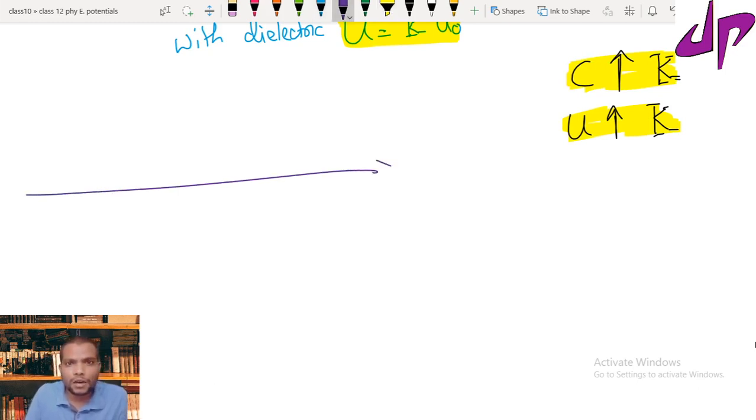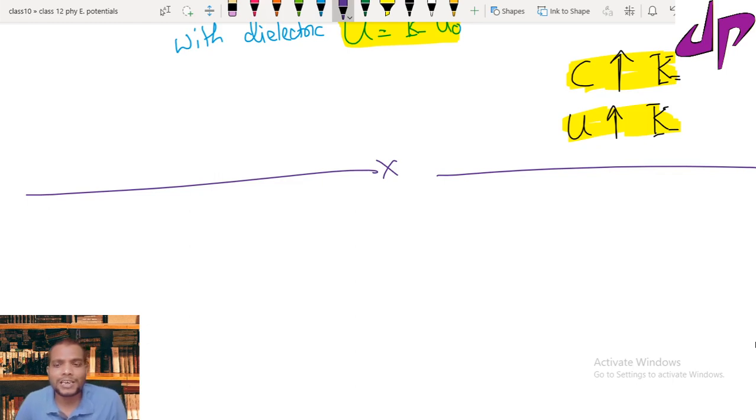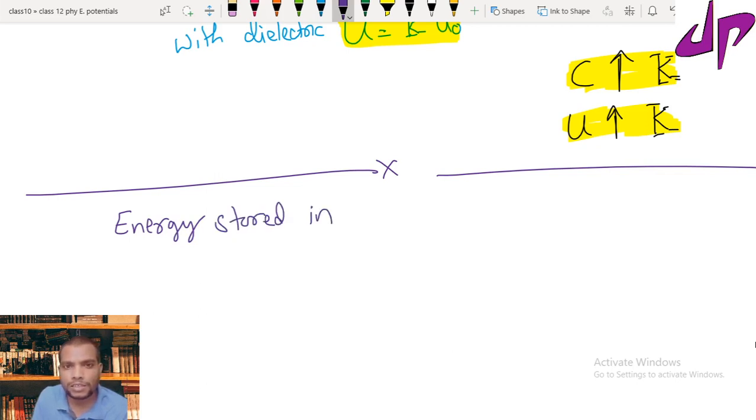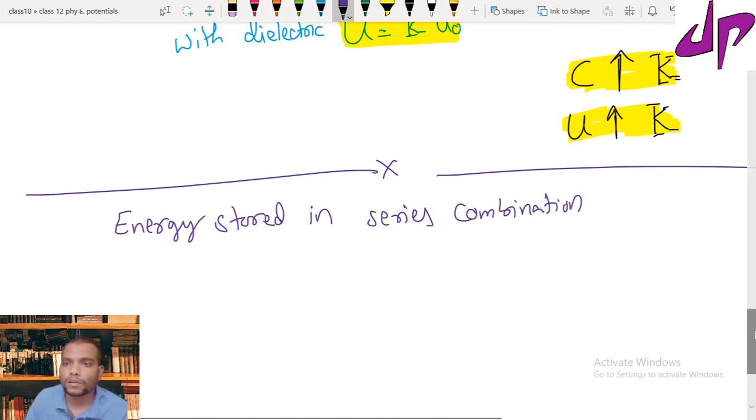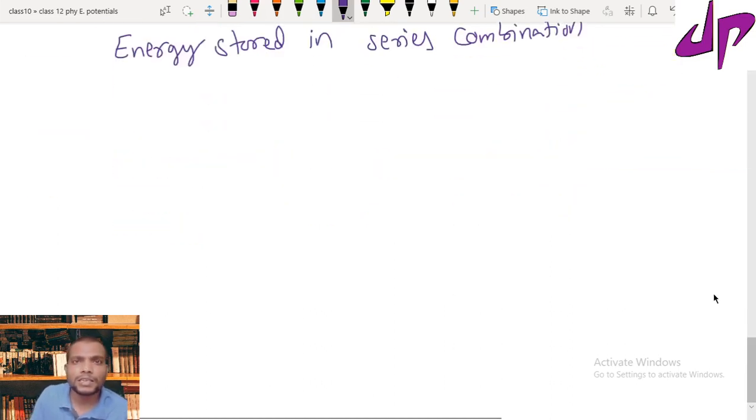Now let's see how this potential energy changes. Energy stored changes in series combination of capacitors. So, energy stored in series combination. If we look at the series combination, this is a very important statement you need to remember.